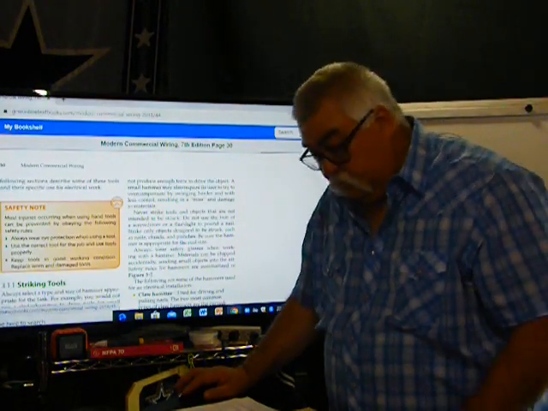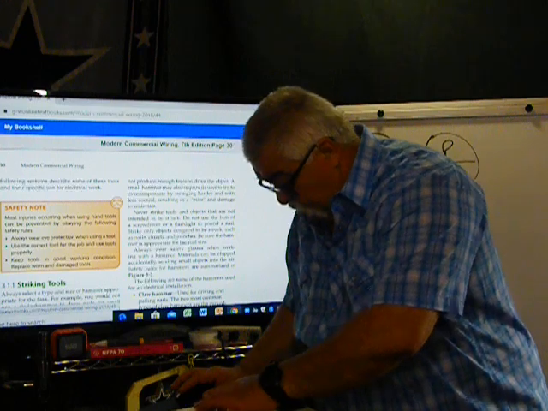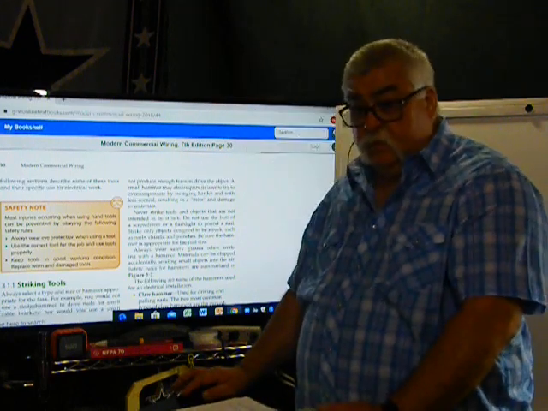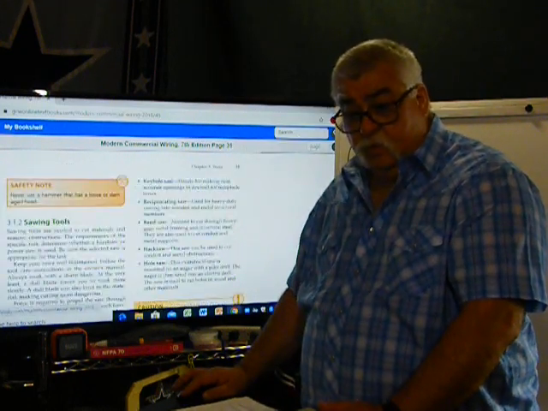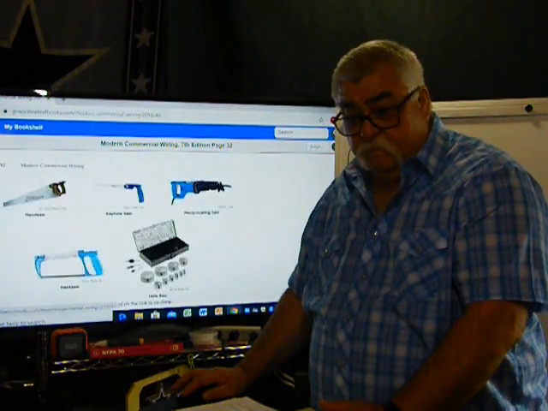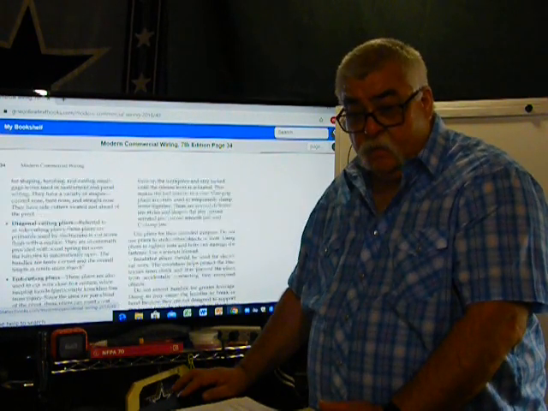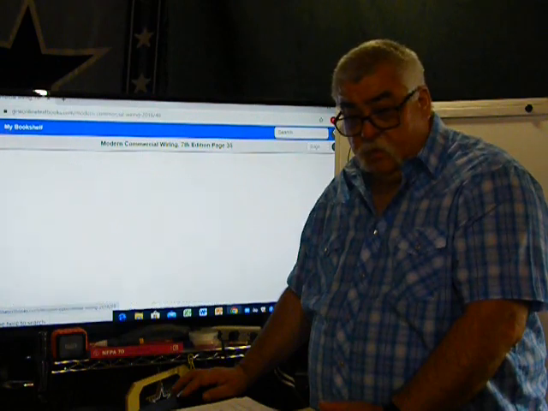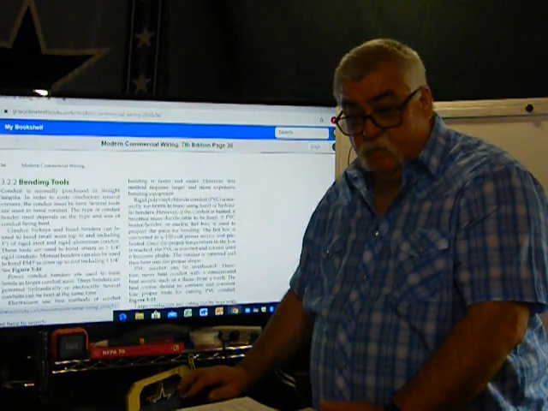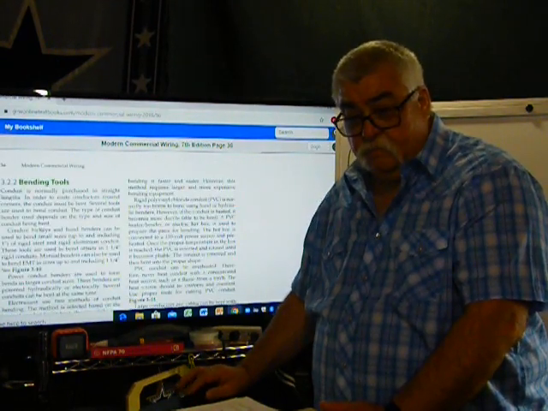Tools. There might have been a couple on tools. You all know about tools. I'm just flipping through the pages here. You know, working on something.